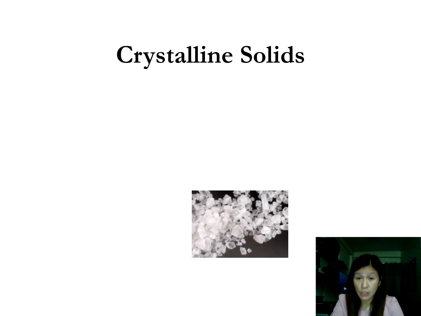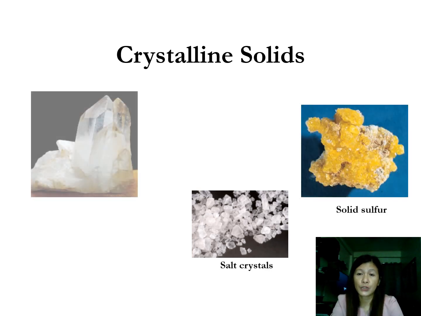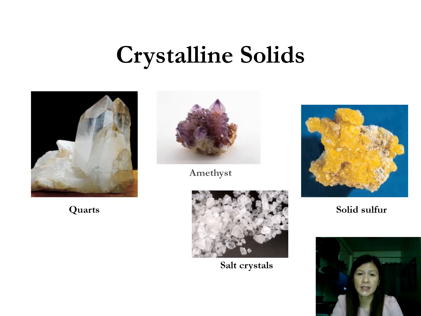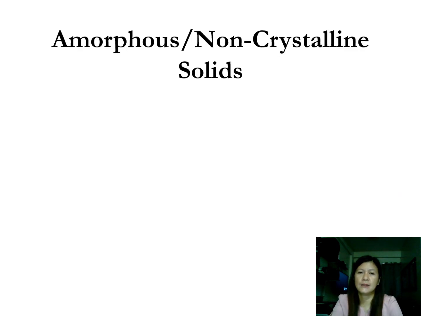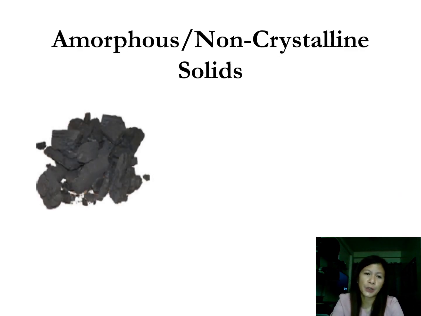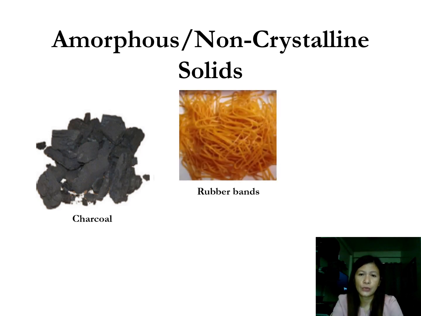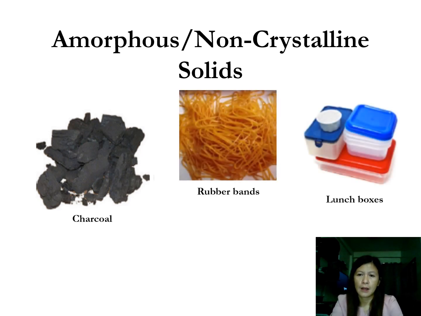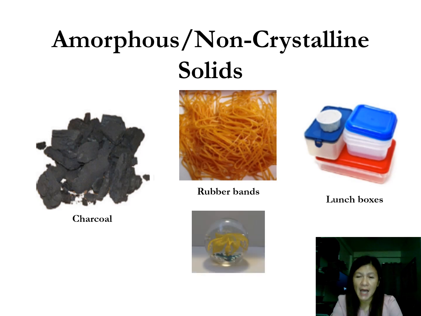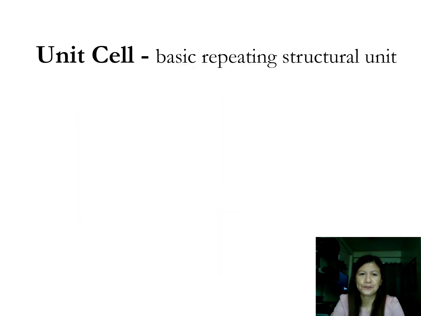Going back to crystalline solids, these are the examples. We have salt, sulfur, quartz, and amethyst. Amorphous or non-crystalline solids may include charcoal, rubber bands, lunch boxes made of plastic, and glass paper weights, of course, made of glass.